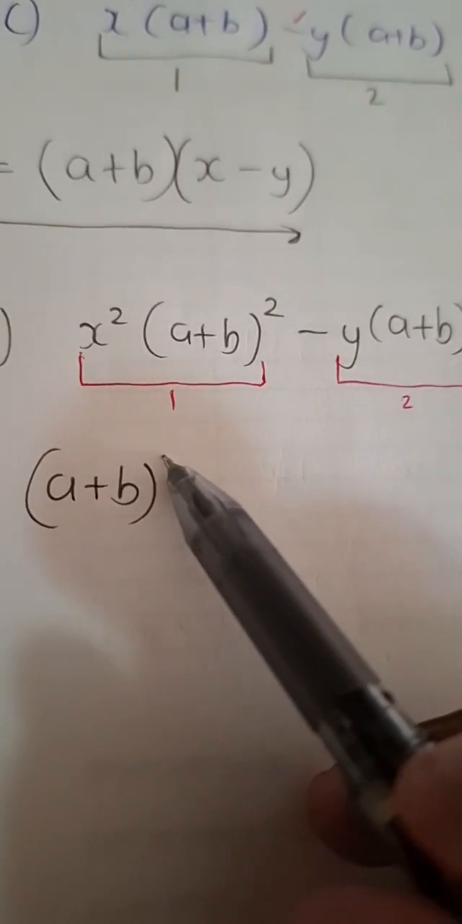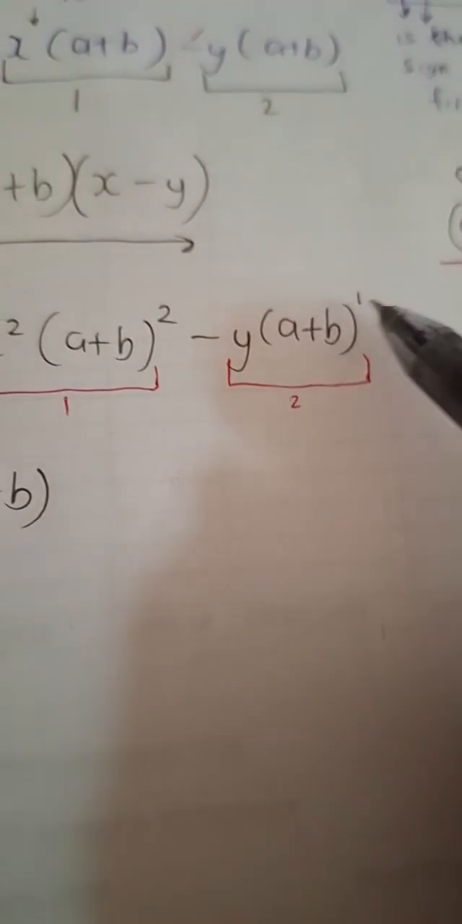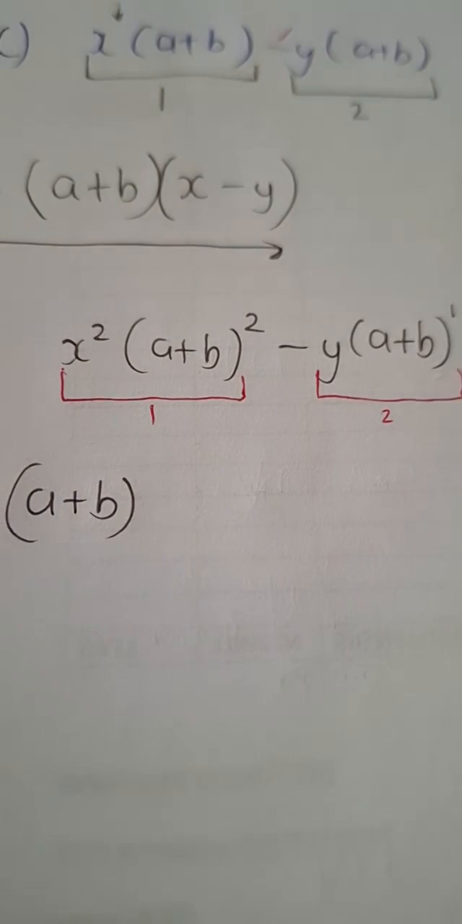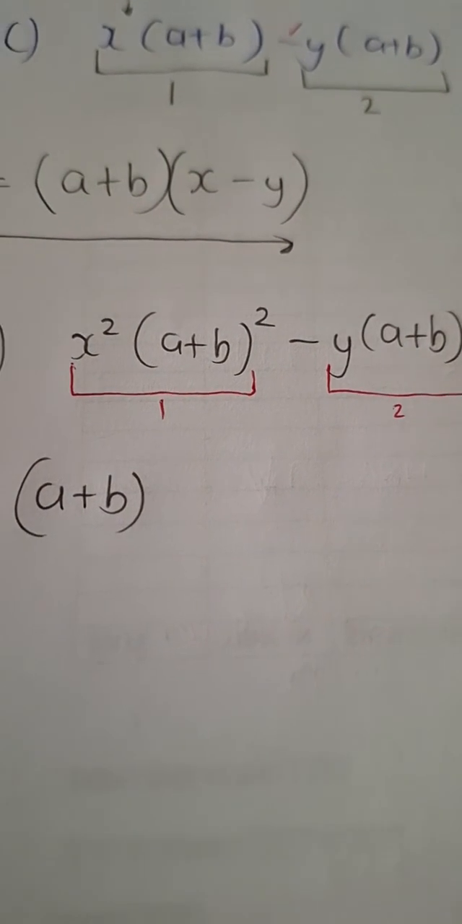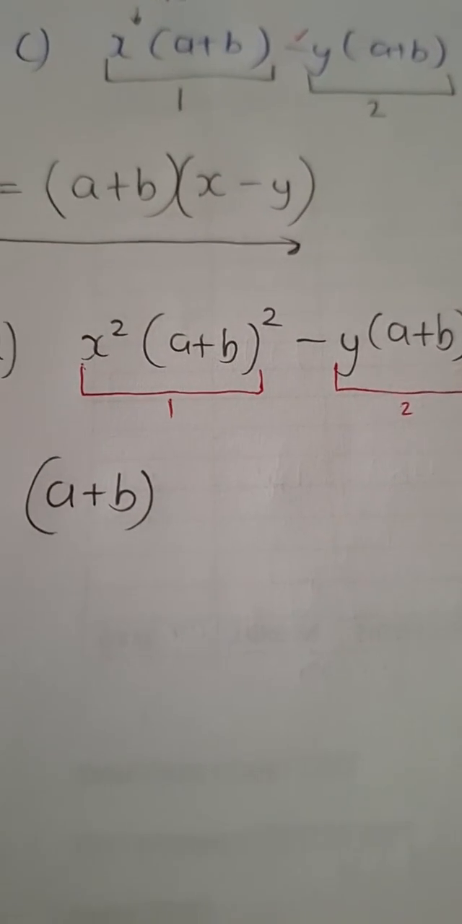So I am very deliberate about making sure that I don't put the squared there, but I write a plus b. I know that the one is there, the invisible one. Yes, Debucho, 100% spot on. So that is the common bracket.